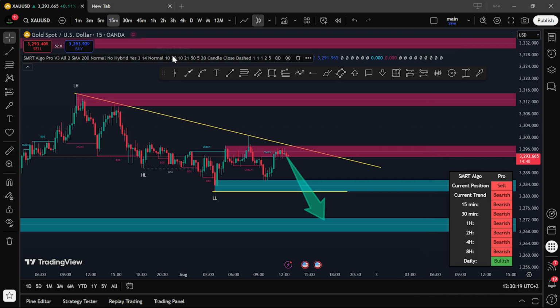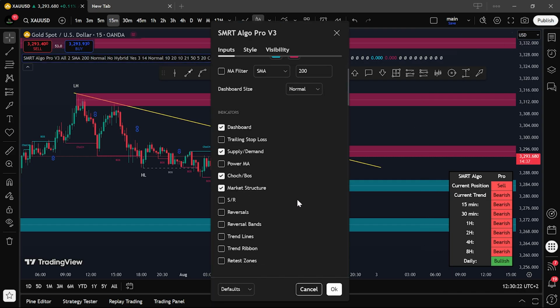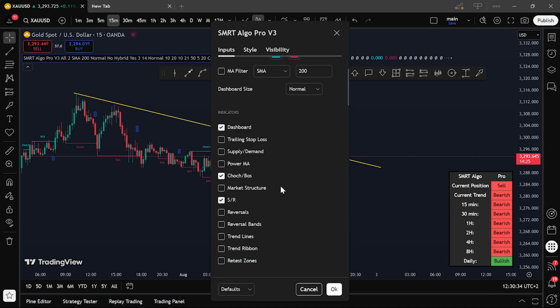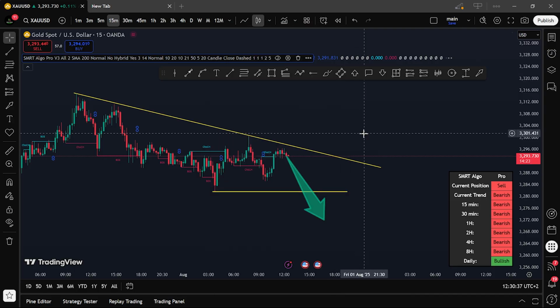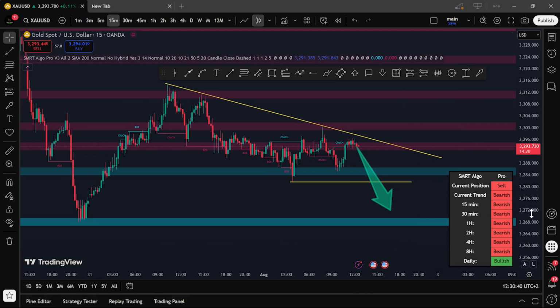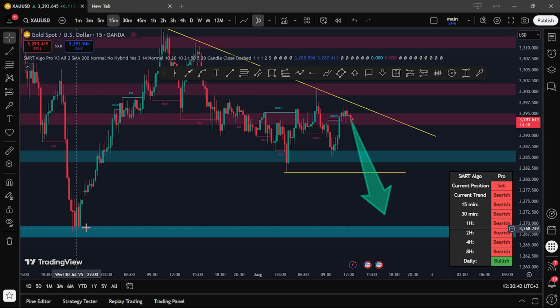And if I want to change some other settings here, I can just remove the supply and demand zone and the market structure, and then add some other things like support and resistance levels, and the indicator will just load and show me those areas, and we can clearly see that this is a strong support level.